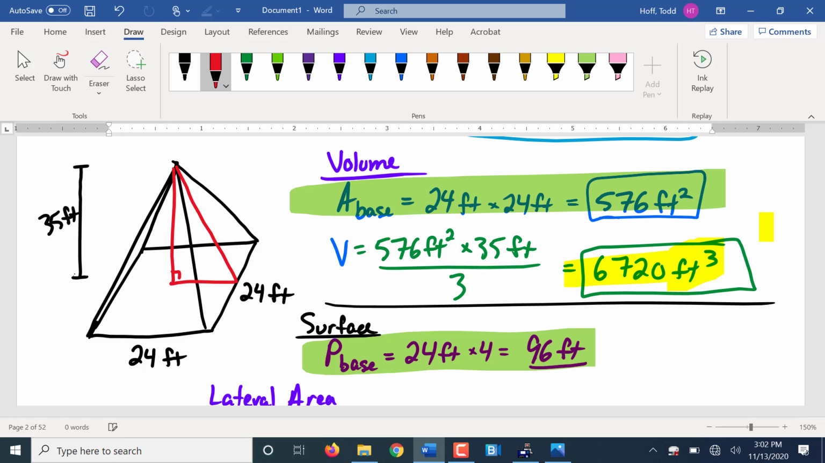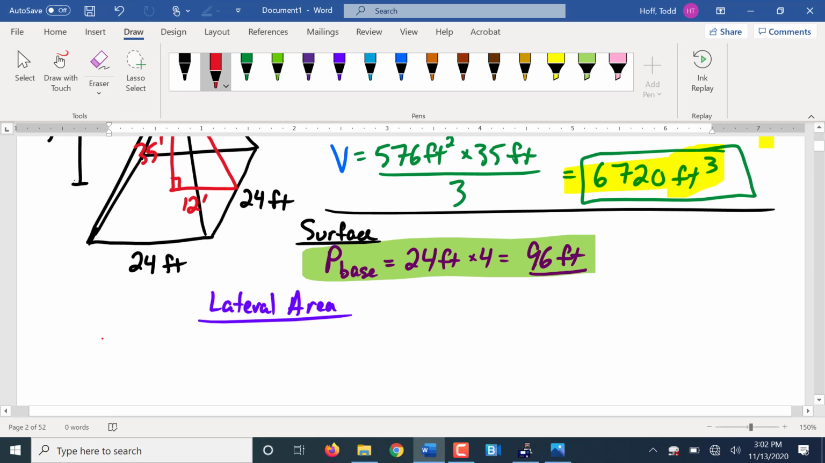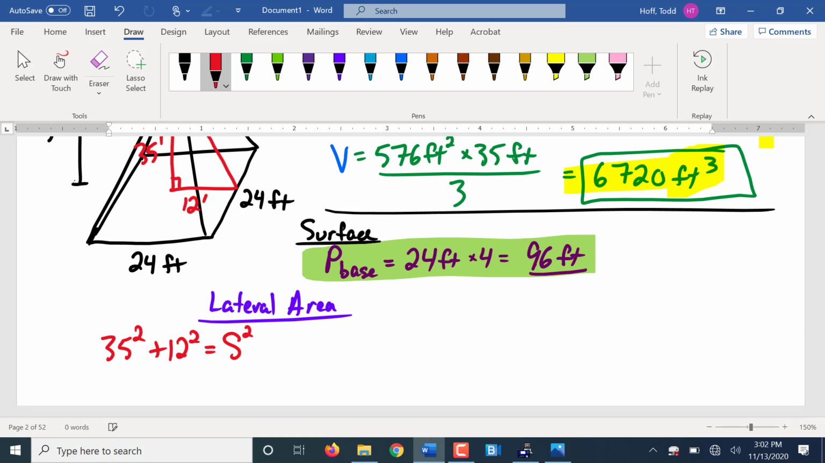So we'll draw this in. This is 35 height here. This is 12. That's half of our 24. And so yes, that's slant. 35 squared plus 12 squared equals the slant squared. And that came out to be 37 feet.